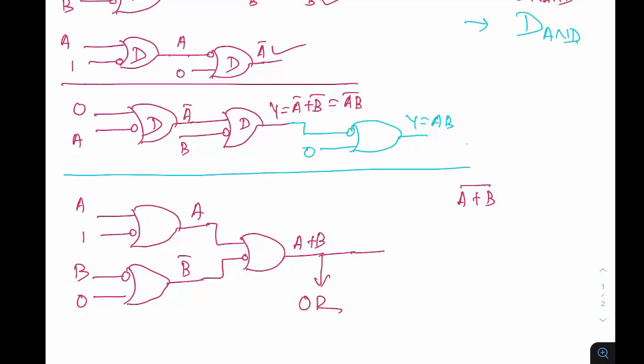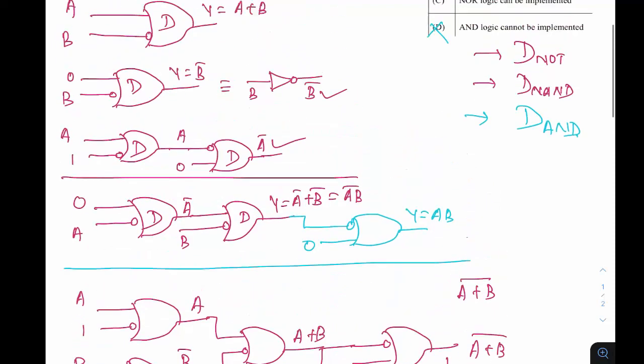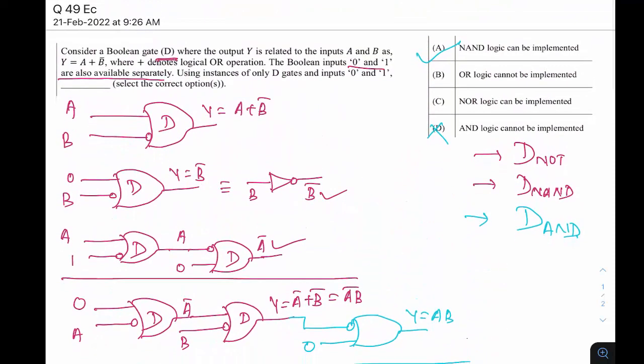Once you have the OR gate, you connect one more gate with a bubble to A plus B. So this is 0, and if you take this output, A plus B whole complement comes. So this output is basically NOR. So we have designed OR and we have designed NOR. What is given? OR logic cannot be implemented, but OR can be implemented. NOR logic can be implemented, yes. So the correct options are A and C.